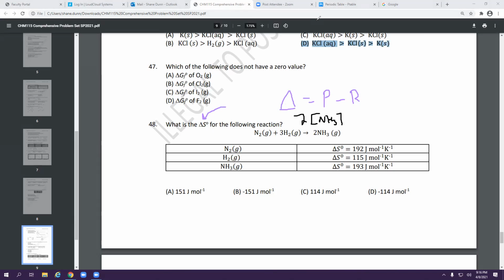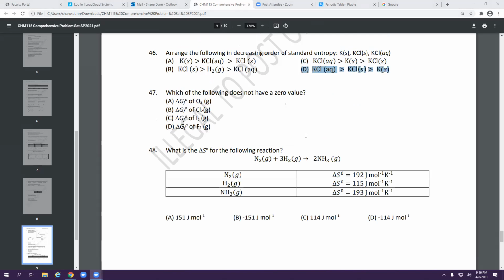Oh, I don't want to do 47, but fine. Okay. 47 is also one I don't like either.